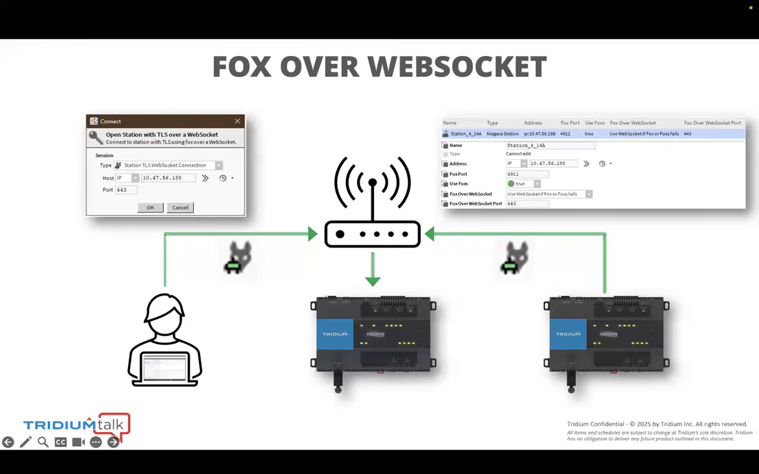The key difference is that Fox traffic is now wrapped in HTTPS, which allows it to pass through the station's web server. This is a big win when working with IT departments because HTTPS traffic over port 443 is something they already know and trust. That familiarity makes it much easier to get firewall approval and reduces friction during deployment. Something to note, Fox over WebSocket only supports secure HTTPS connections. It does not support unsecure HTTP.